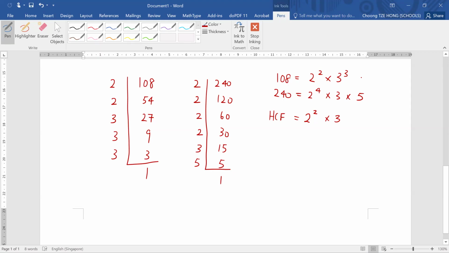You may not be familiar with this concept, but just remember, if 240 has a 5 and 108 has no 5, then we don't take the 5. So the highest common factor will be 2 squared, which is 4, times 3, and we end up with 12 as the HCF. I hope this video has been able to explain to you clearly how you can find the highest common factor of two numbers by using prime factorization.